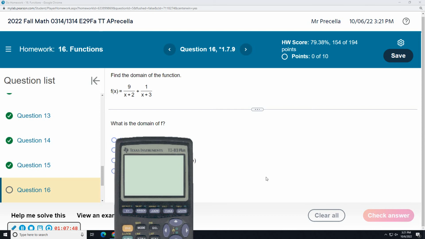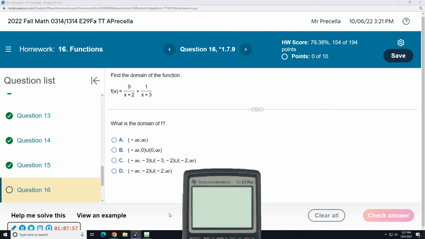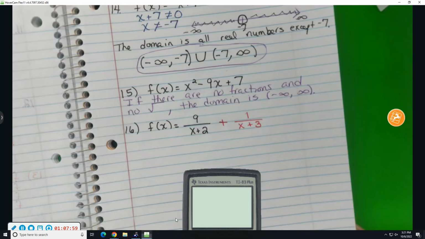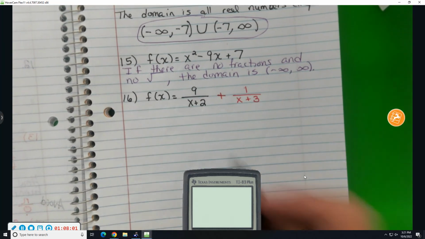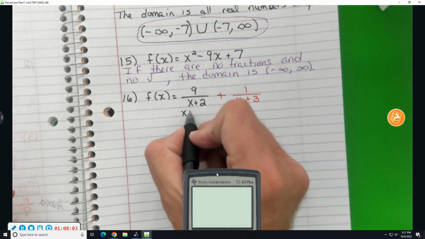So x cannot be -2 or -3. Do y'all hear that? This black fraction, that black denominator. Oops, I wrote it in. Switched over again. So here's my thought process.